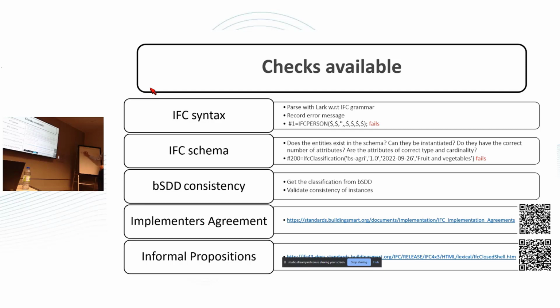The second module is checking the schema. Here you have an example. Usually, the one that I use is that there is a GUID attribute for every entity.